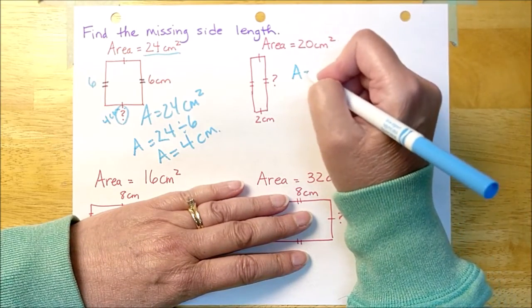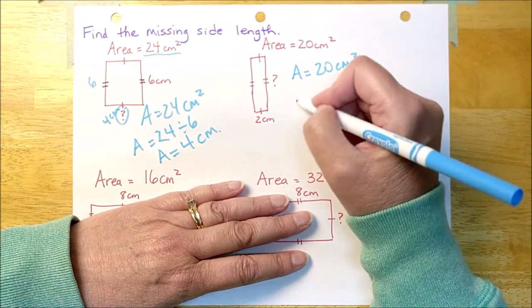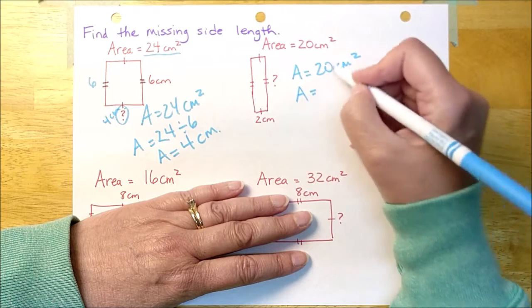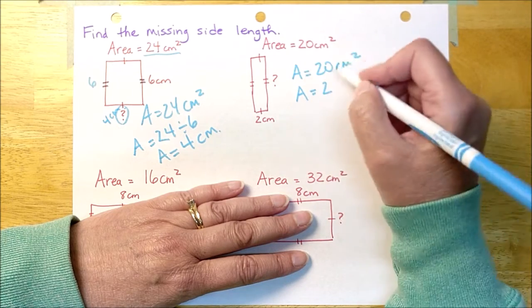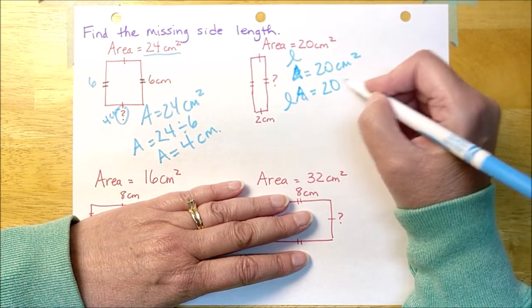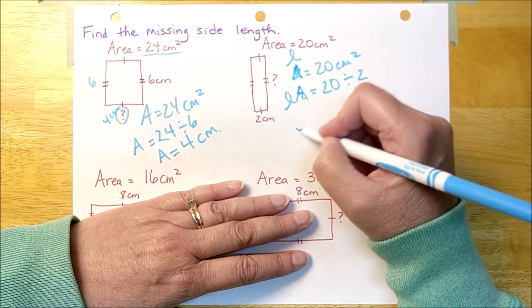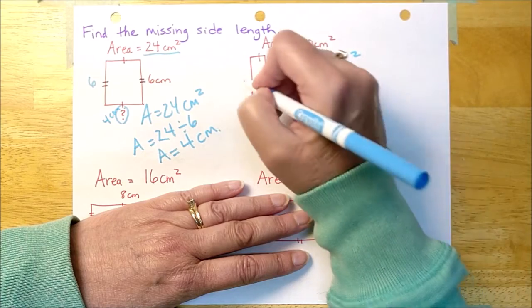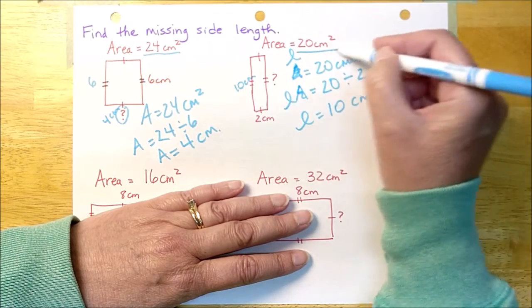Okay, so my area is 20 centimeters squared. I know that for area, I have to do length times width. So I know what my, I shouldn't be putting A here, I'm missing length. There we go, is 20 divided by the one number I have. So my missing length is 20 divided by 2, which is 10 centimeters. And does that make sense? 10 times 2 is 20.